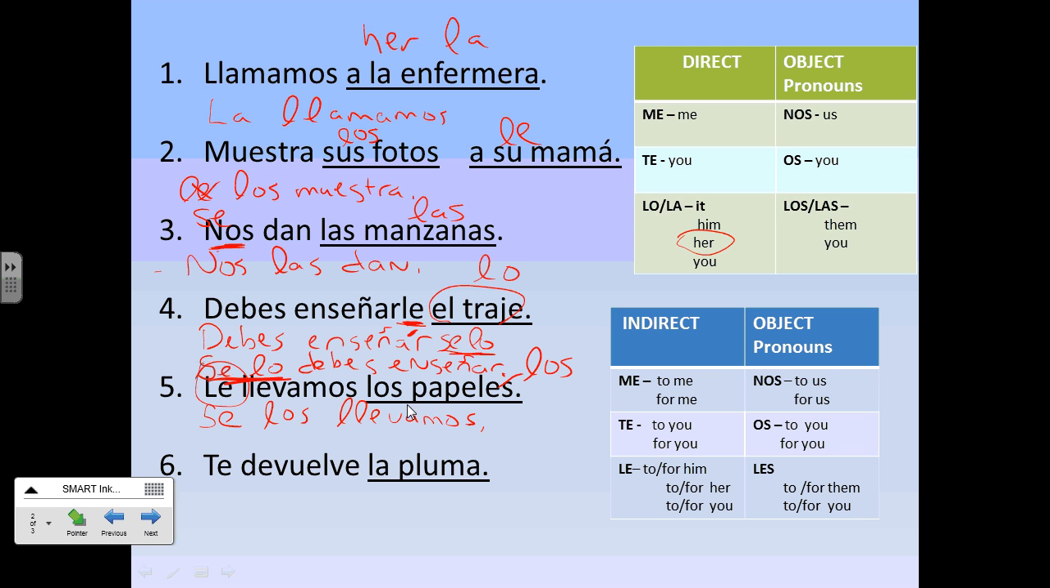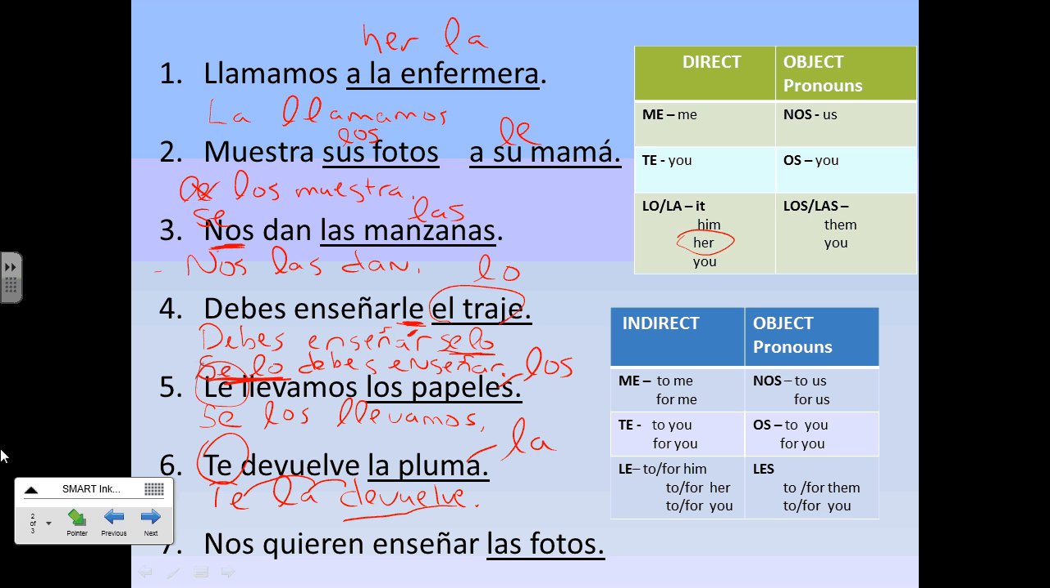Okay? Number 6. Again, here's another one. He or she returns the pen to you. You already have the te in there. La pluma is a thing, so it's la. Te la devuelve. Well, it will be he or she returns it to you. How did we do? Write any questions down that you have, and I'd be happy to answer them tomorrow for you. Okay, the last section we're going to do is questions.